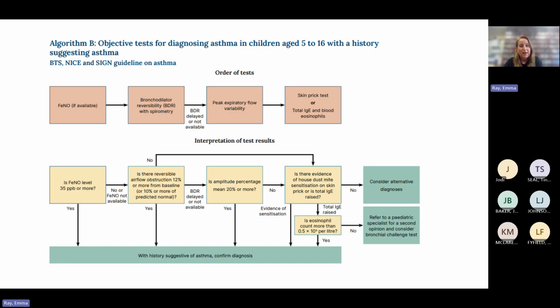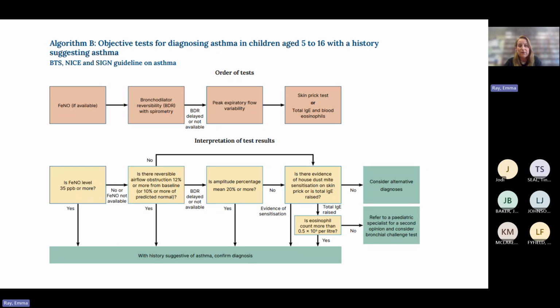So as you're probably aware, there were some new NICE guidelines that came out at the end of last year. This is the algorithm they produced for children aged 5 to 16. So in there you've got pheno right at the beginning. If you're very lucky and you've got a pheno device alongside a history that sounds like that patient might have asthma, if their pheno levels are over 35 parts per billion, then that would be conclusive of a diagnosis of asthma. Secondary to that, you would move on to spirometry with reversibility.